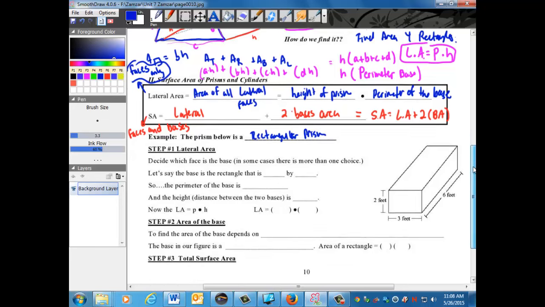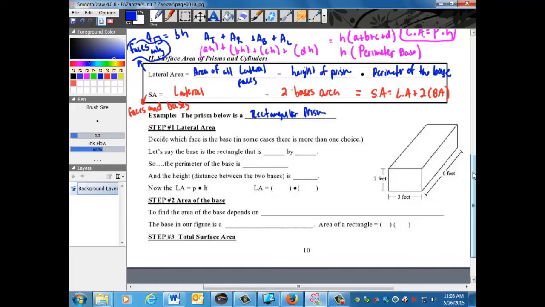We're then going to enter everything in, decide which face is the base. In some cases there's more than one choice. And so I'm going to let this shape be our base. So we're going to say that the base of the rectangle is 2 feet by 3 feet. Our perimeter, that means this is 3 and this is 2, would be 10 feet. And the height is this distance between our two bases, which is going to be 6 feet.